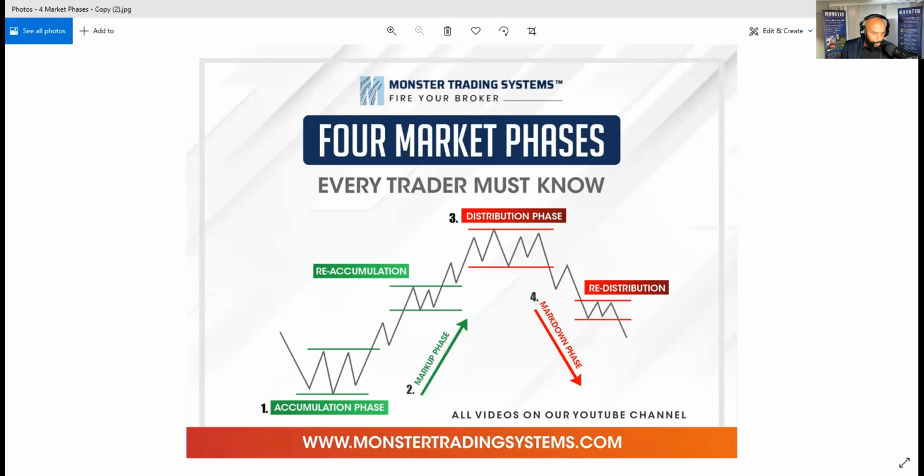Hey guys, for the new folks that are here, if you don't have a copy of this chart that you see on the screen, the 4 market phases, go ahead and take a picture of that. I recommend you print it out and have it laminated, okay? The 4 market phases that every trader must know. So go ahead and print that out. Take a picture of it. I would recommend you print it out. Have it laminated. It's that important. All right. We'll start shortly, guys.